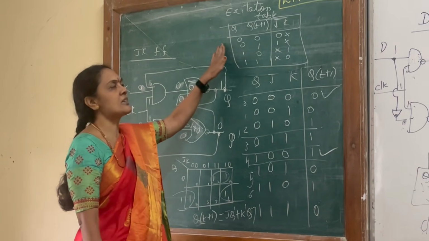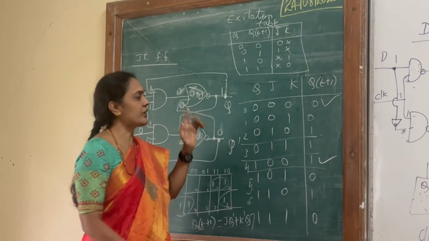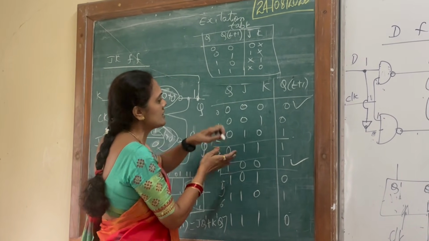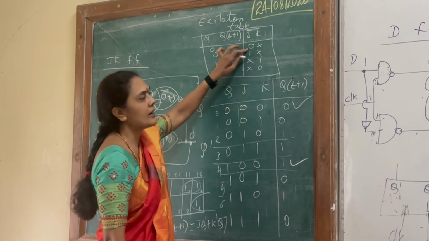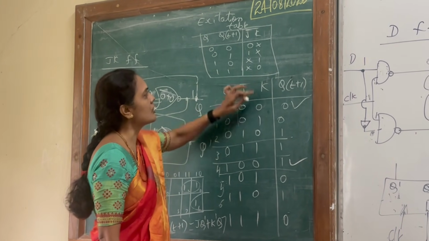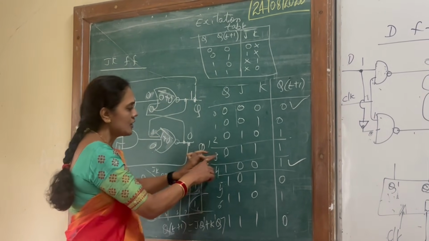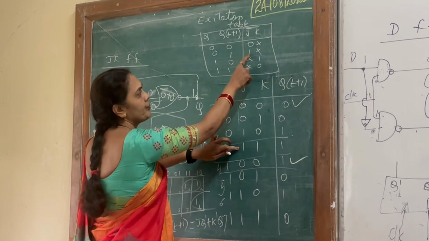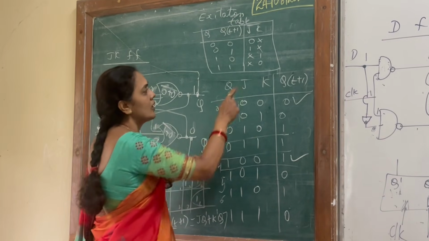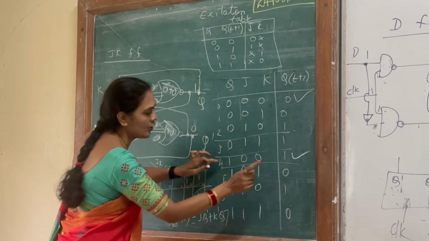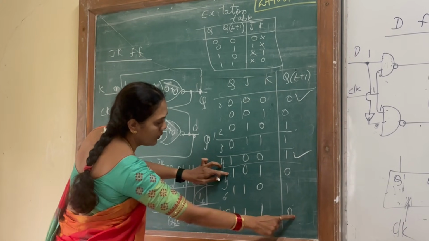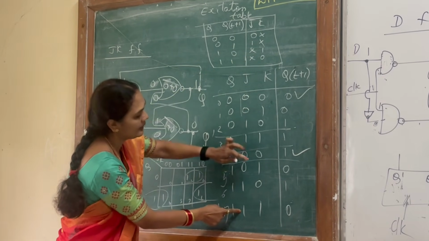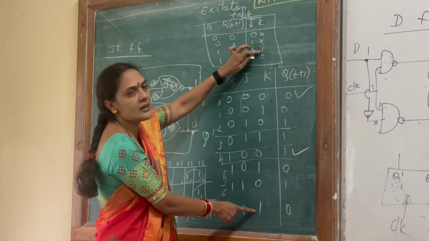Apart from this, we also need an excitation table. The excitation table is constructed like this. Present state, next state, 0, 0. But what is the change I have? J is 0 constantly, so I get 0 here. But K is changing, so I put it as don't care. Next, 0, 1. What is my J? J is 1. What is my K? K is changing from 0 to 1, so it's a don't care. Next, 1, 0. If you see J, it is changing from 0 to 1, so it's a don't care. And K is remaining constant as 1, so K is going to be 1.